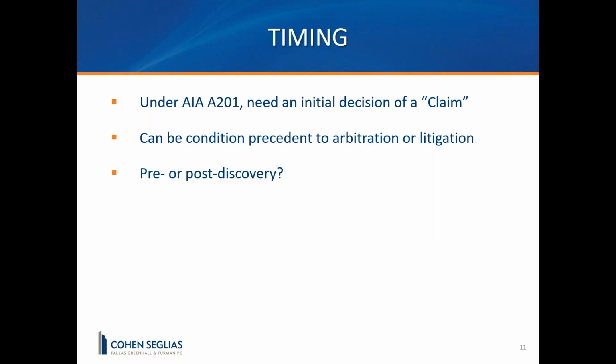In terms of timing, under the AIA A201, as we discussed earlier, there needs to be an initial decision of a claim, and that's usually given by the initial decision maker, who oftentimes is called out as being the architect. And it can also be a condition precedent to arbitration or litigation, as the clause that we looked at just previously indicated. And really, you want to be thinking about whether it makes sense to be doing mediation pre or post discovery. Not all disputes are ripe for settlement early in a dispute.